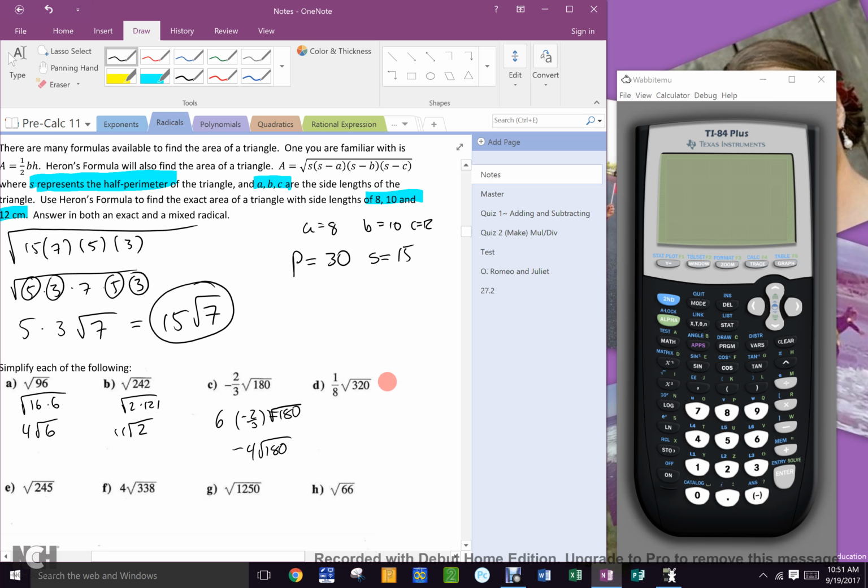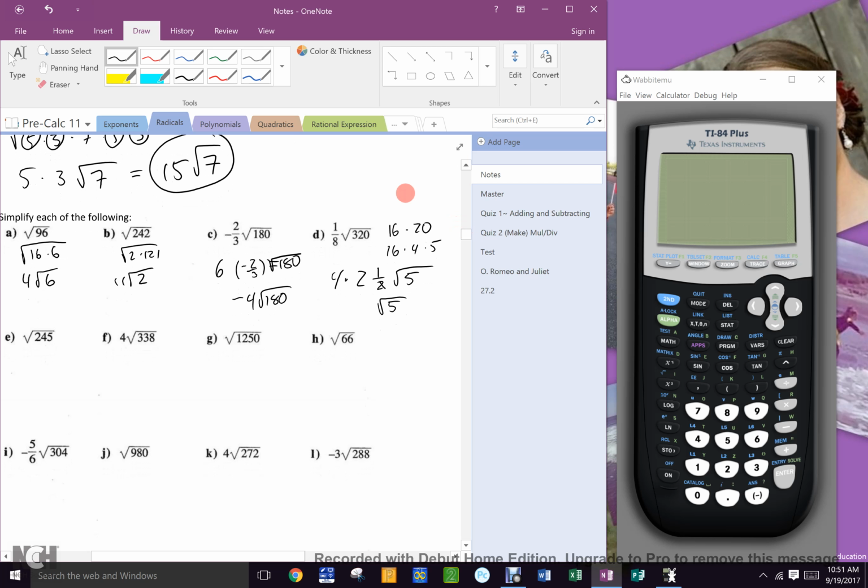320 is 16 times 20, which is 16 times 4 times 5. Square root of 16 is 4. Square root of 4 is 2. And I had a 1/8 out there, leaving a 5 underneath. 4 times 2 is 8. 8 times 1/8 is 1. So that is root 5.